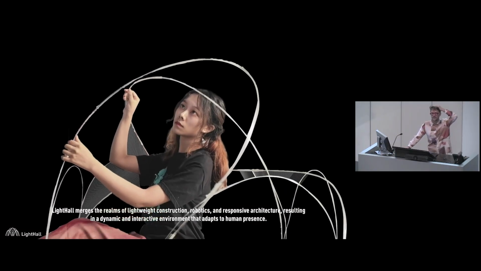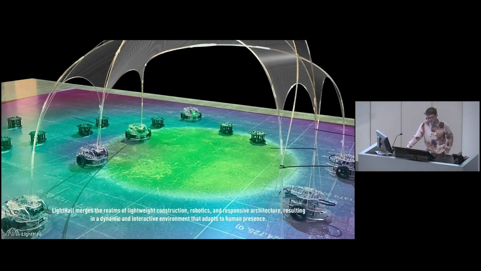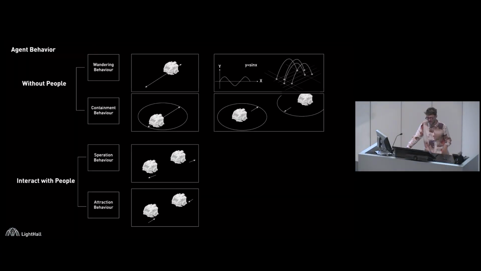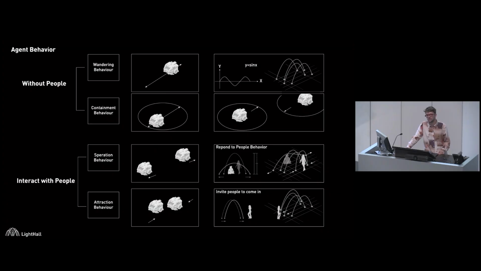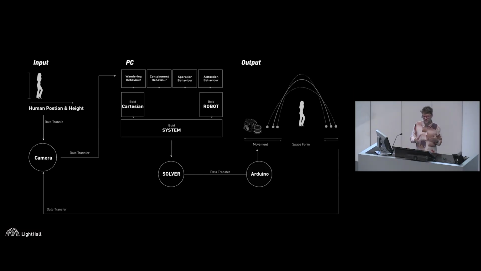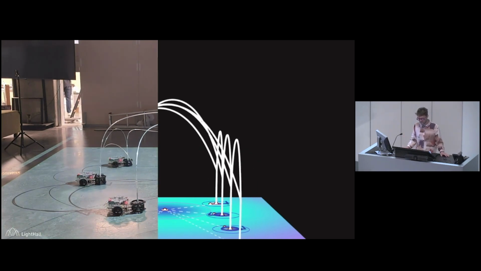Lighthall merged the topics of lightweight construction and CRC. The idea here was to create dynamic and interactive environments that would adapt to humans. So the digital materials were adapted in two ways. First, they became these anchor points for this bending active vault.